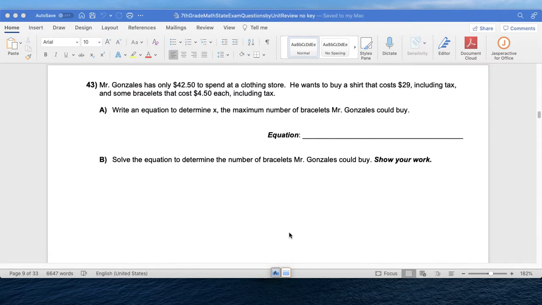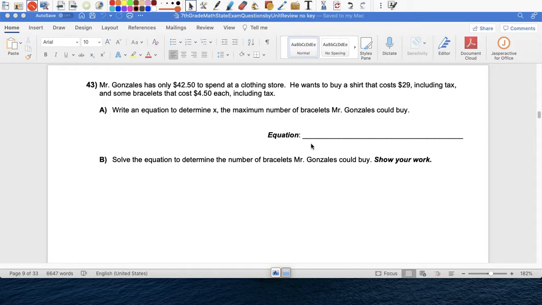Mr. Gonzalez has $42.50 to spend at a clothing store. He wants to buy a t-shirt that costs $29, which has tax, and some bracelets that cost $4.50 each. Write an equation to determine the number of bracelets that we can buy. All that we buy has to equal $42.50. We know we're buying a t-shirt. Now we need to buy some bracelets. That would be $4.50 times X, where X represents the number of bracelets we're going to buy. So how many bracelets can I buy at $4.50 plus a t-shirt of $29 so that it equals $42.50?